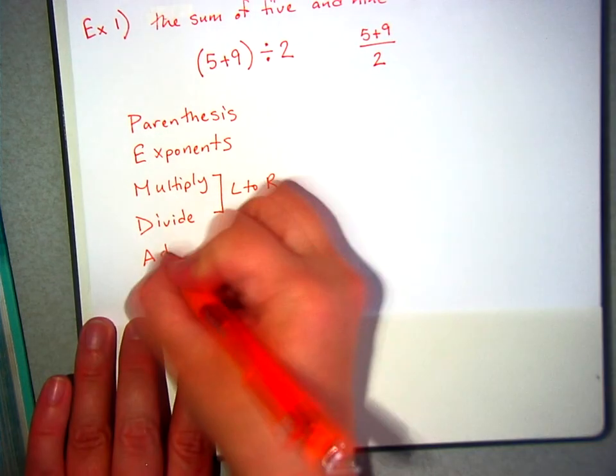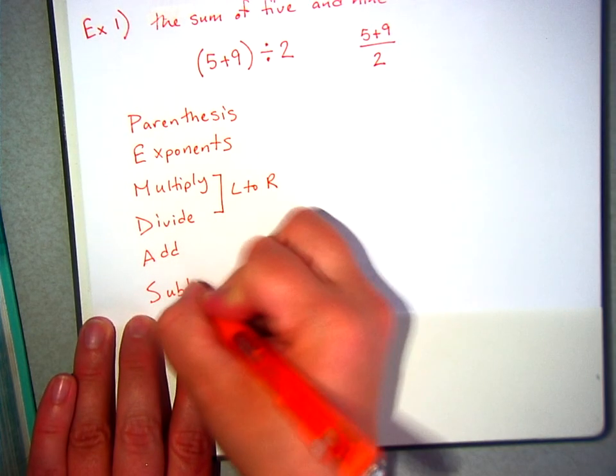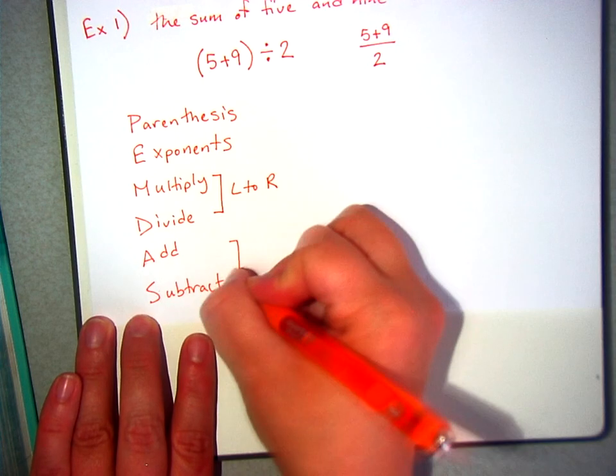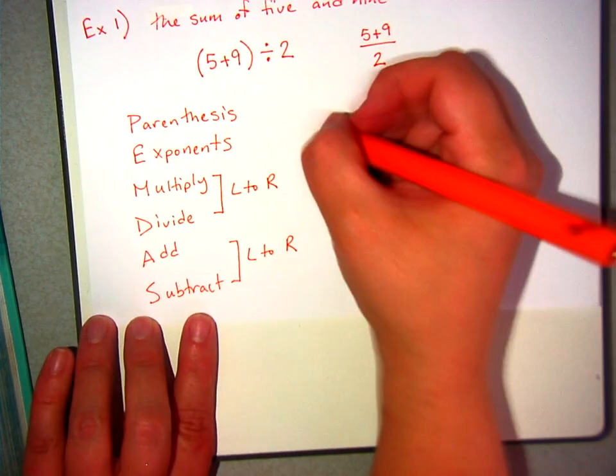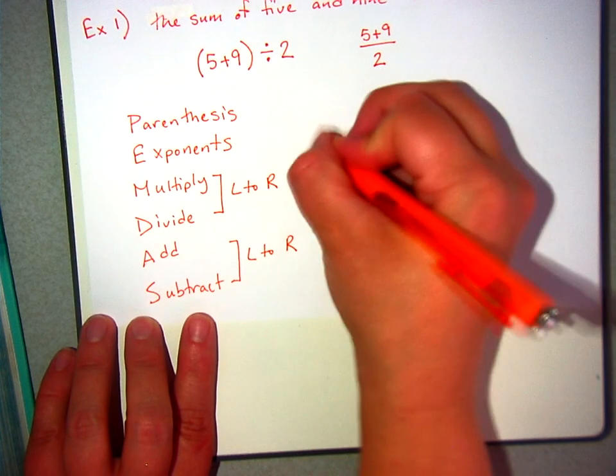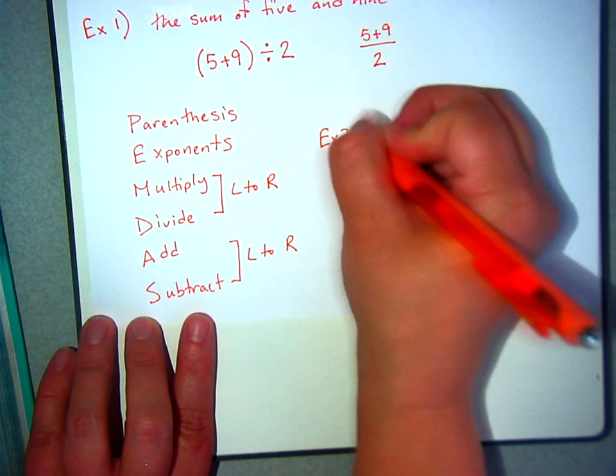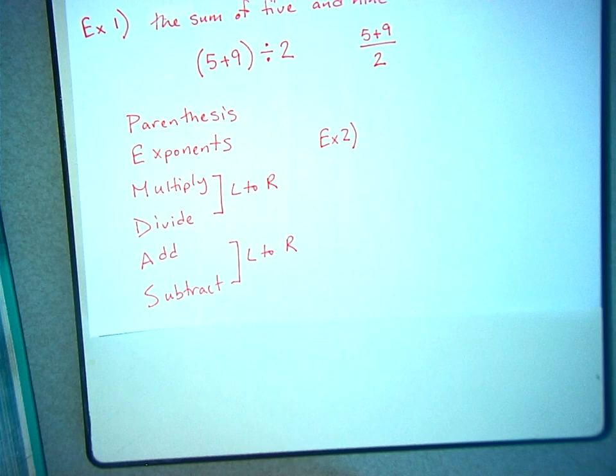And this one is add and subtract. And it's the exact same deal, left to right. Unless it's in parentheses, because then it would be on the top. All right, example 2. This is something you definitely have to write down.